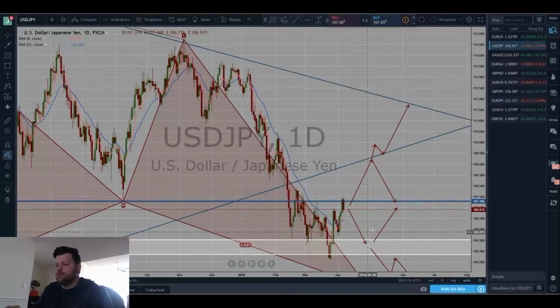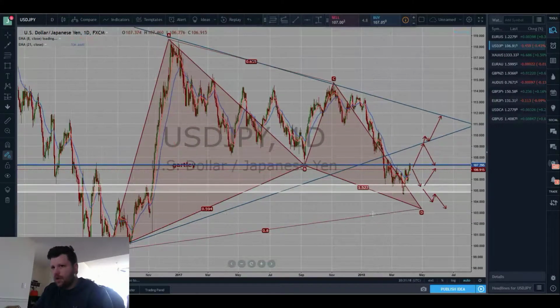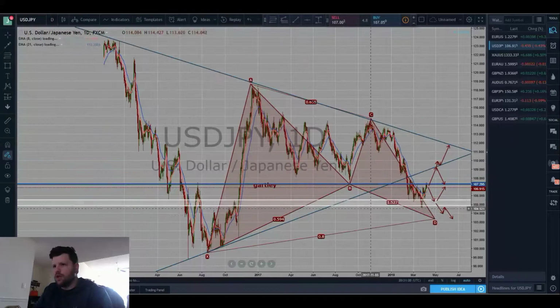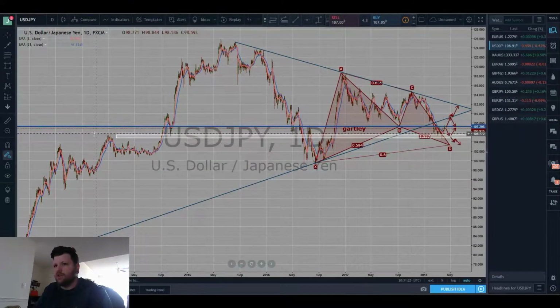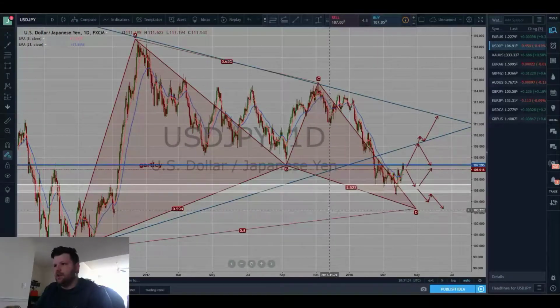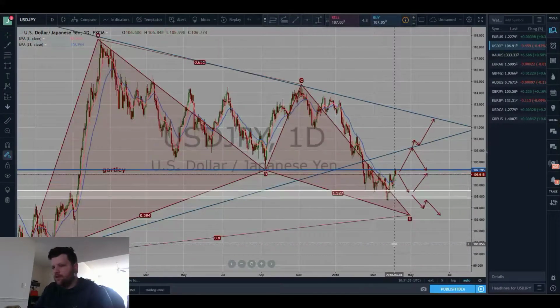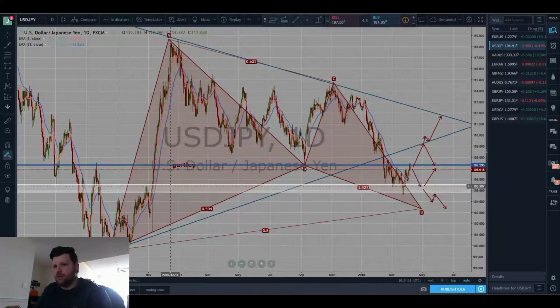Alright, so just what I was saying, this horizontal line, I believe, it's based off of this point right here. I know it doesn't go over far enough, but that's what it's based off of. It's based off of a candlestick right here. So that zone, that's what it's based off of. You can see it's been respected multiple times.